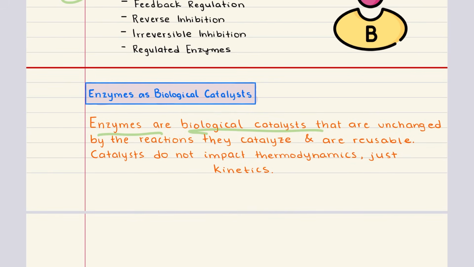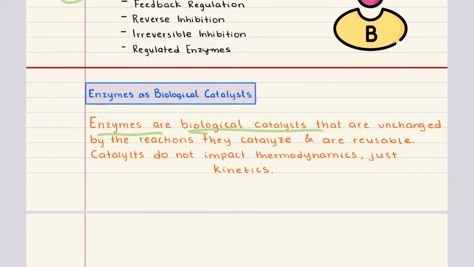biological catalysts. Enzymes are proteins that catalyze reactions in the body. A catalyst is something that increases the rate of a chemical reaction, but without being consumed in the process. That means enzymes participate in reactions, they help them proceed more efficiently, and then they're ready to go again. So they're unchanged at the end of the reaction, and they can be reused over and over again.